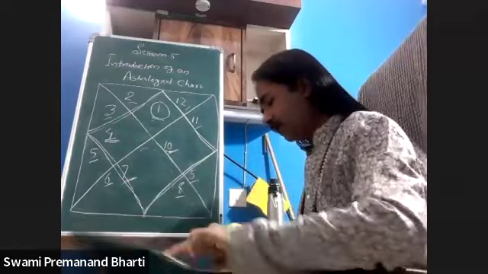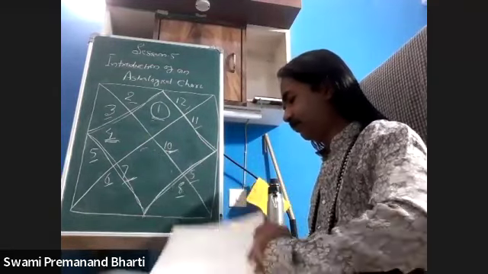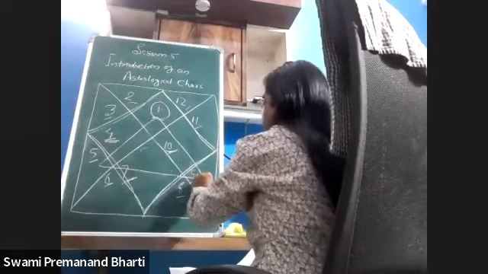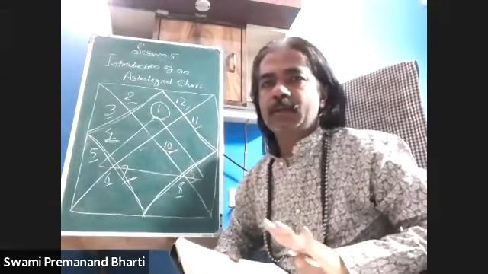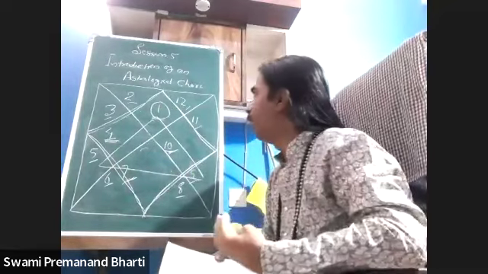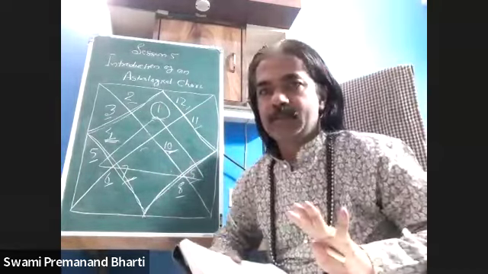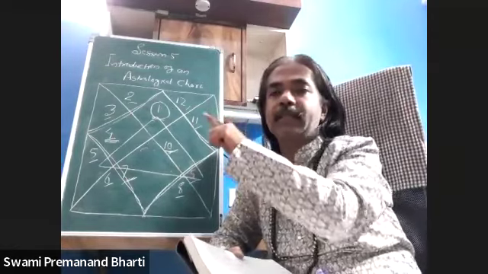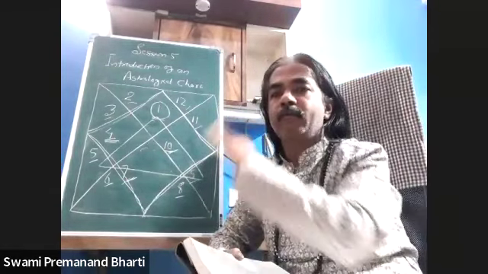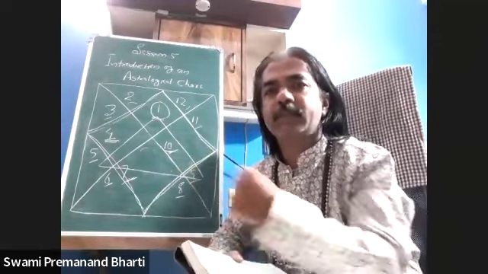Then the next one is Trikona houses. Trikona houses are the first house, fifth house, and ninth house. Trikona means trine or triangle, so it is making a triangle. First, fifth, and ninth are called the Trikona houses. They are the facilitators. They facilitate you. First, fourth, seventh, tenth are like pillars. First, fifth, ninth are kind of facilitators, supporters.